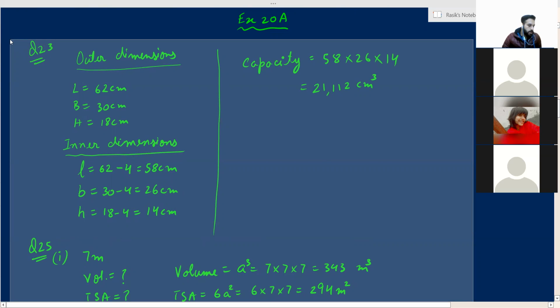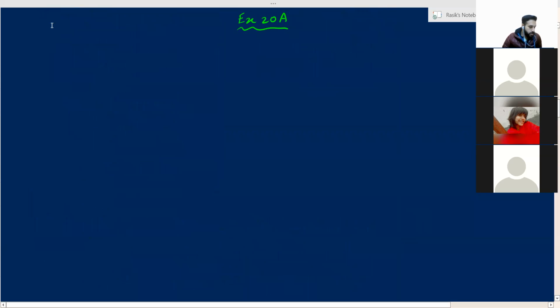Okay. Let's do the next question. In the next question, the surface area of a cube is given. Question number 26. Surface area means total surface area only. If they are saying that the surface area is this, that means the total surface area. If it is not mentioned what type of surface area it is, you have to consider that it is total surface area only.